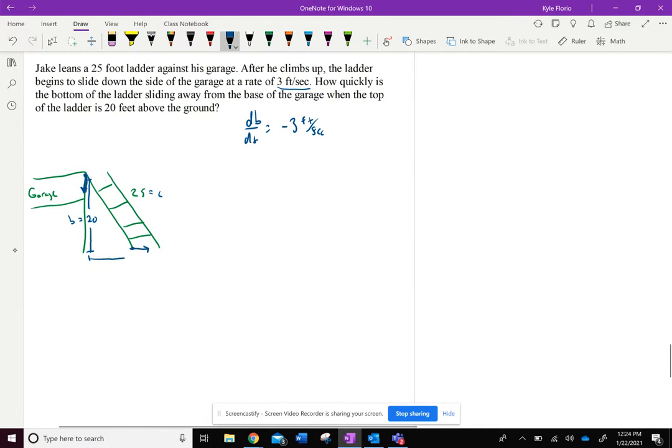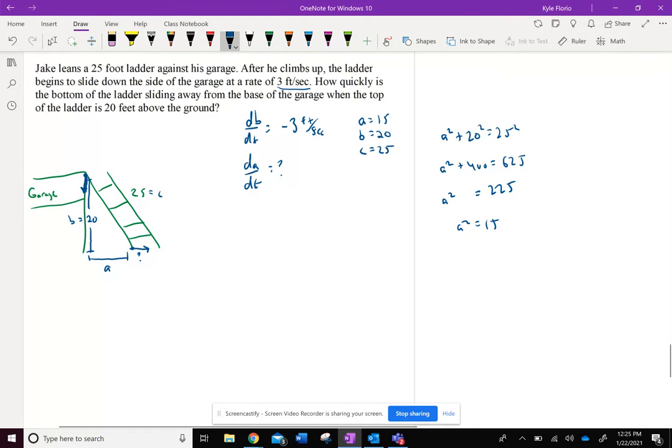If we call this distance A, we're looking for the rate of change of A over time. So this is what I want to know: how fast that part of the ladder is sliding out. Again, I'm not sure what A is, but B is 20 and C is 25. So we can use the Pythagorean theorem to get A, no problem. A squared plus B squared equals C squared. So A squared plus 400 equals 625. So A squared equals 225, which gives me 15.